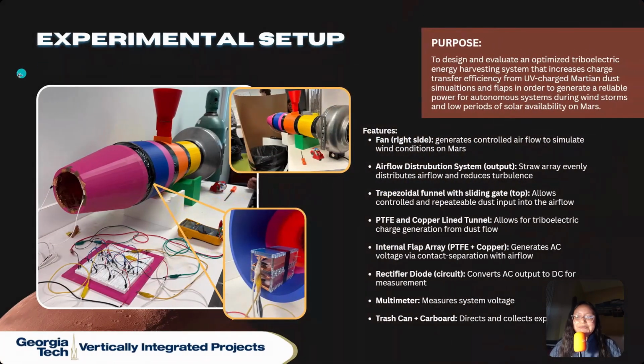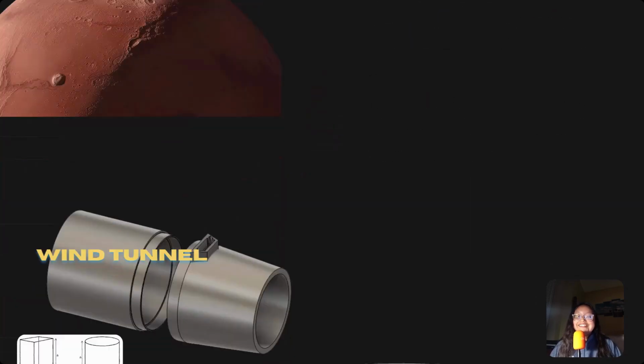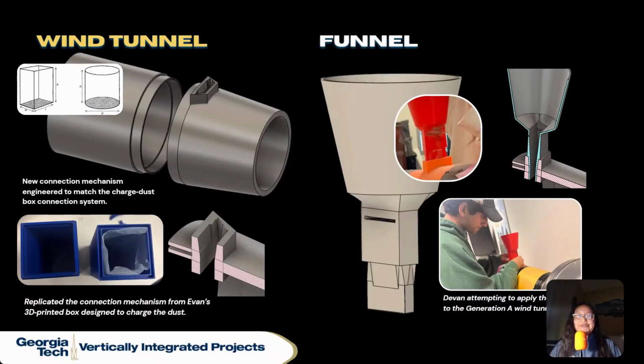So to test this, we built a full system to simulate Martian dust storm conditions. This setup let us control airflow, dust input, and material interactions all in one system. We have a fan generating wind, a funnel controlling dust input, and inside the tunnel we line everything with PTFE and copper. These materials naturally generate charge when they interact, but the most important part is that we added internal flaps. These flaps move with the airflow, creating continuous contact and separation. That's where most of our energy comes from, and all of this connects to a circuit that lets us measure and store that energy.